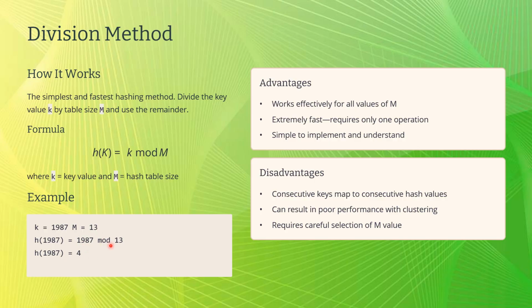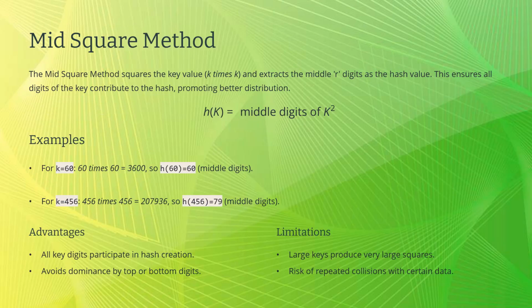So 1987 modulus division 13 is equal to 4. So the equivalent hash value of input value 1987 is equal to 4. These are the advantages and disadvantages of the division method hash function.